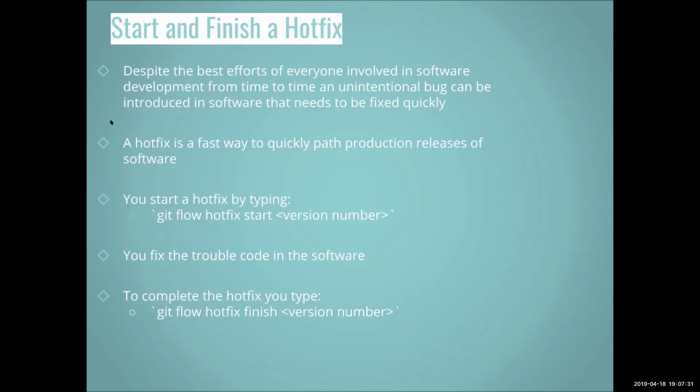So say, despite our best efforts of everyone involved in software development, from time to time an unintentional bug can be introduced in the software that needs to be fixed quickly. A hotfix is a fast way to quickly patch production releases of software. So you start a hotfix by typing git flow hotfix start and then the version number. And so if we had just released 2.0, a hotfix version would be like 2.0.1. Then you fix the trouble code in the software, and then you complete the hotfix by git flow hotfix finish and then the version number.